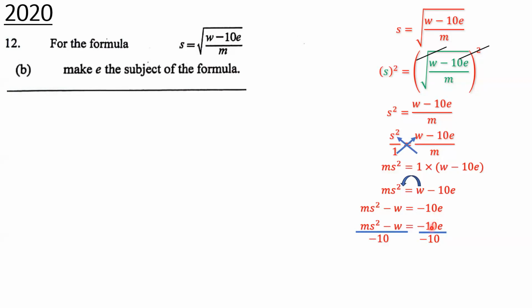And what happens is that when we divide this side by -10, these -10s are going to cancel out each other, leaving us with e is equal to m squared minus w all over -10. We switch the sides, and so we have that e equals m squared minus w all over -10. And here we have e as the subject of the equation, and that's how we do it.